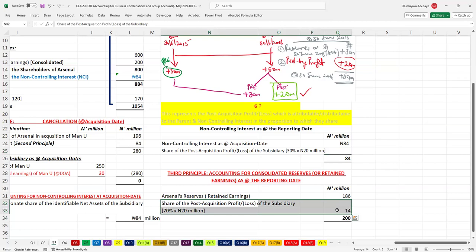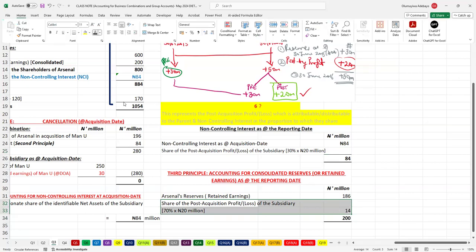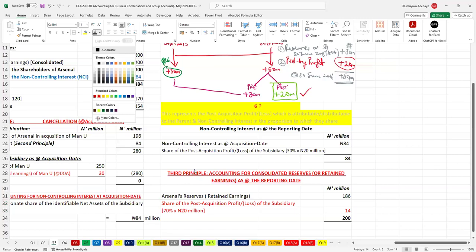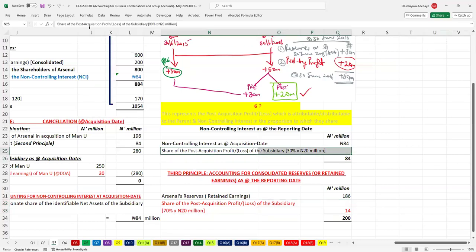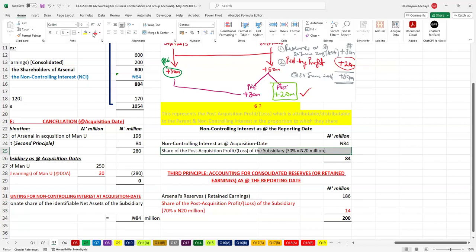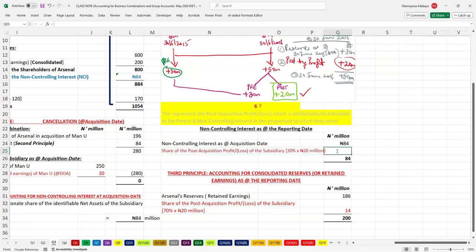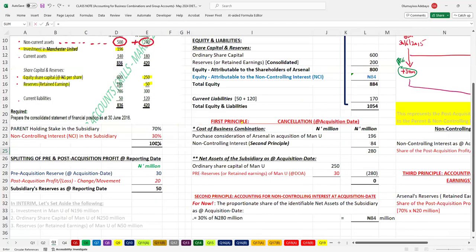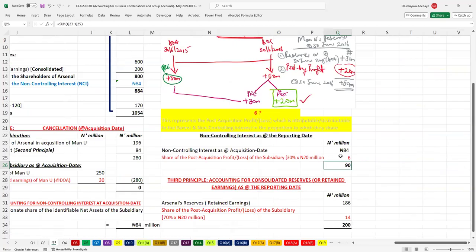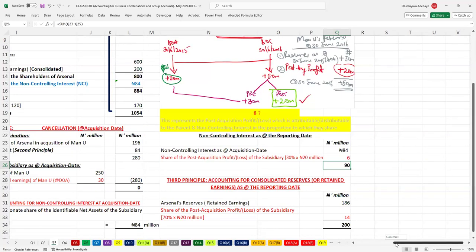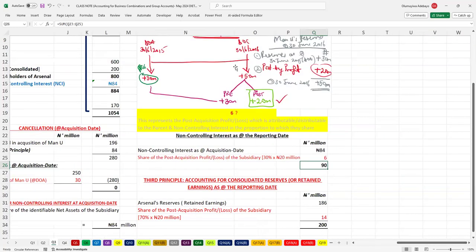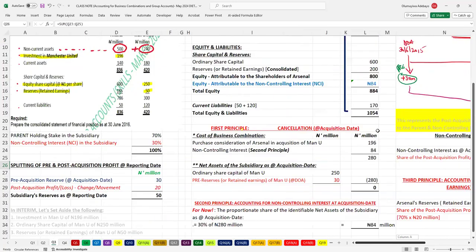Okay, let me put them in red. The parent adds 70% of 20. The NCI we have 30% of 20. And what is 30% of 20? Where's our 30%? Where's our 20? And that gives us 6. That 6 plus 84 gives us 90, which is between date of acquisition and now, our non-controlling interests have moved from 84 to 90 because the company has made profit of 20, which it is entitled to 30% of.